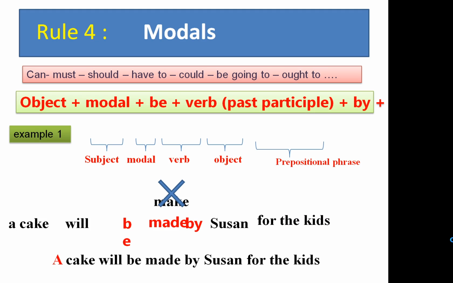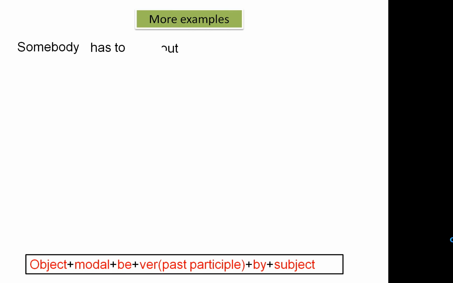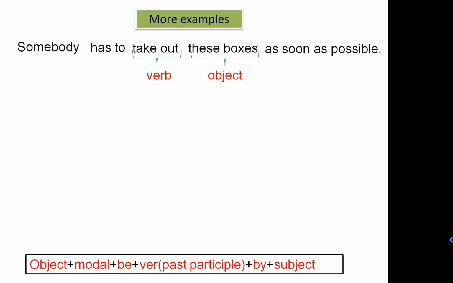That's my sentence: a cake will be made by Suzanne for the kids. Here I don't need to ask a question at all like in the previous examples. Next example. Somebody has to take out these boxes as soon as possible. So again, take out is the verb. Take out what? These boxes is going to be the object.